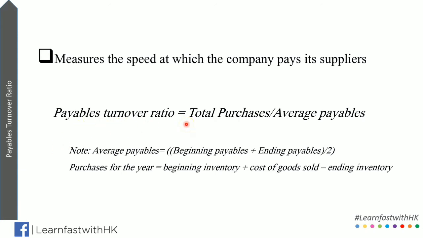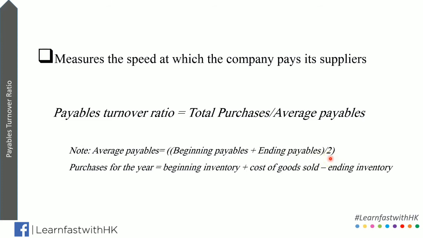To put it simply, it measures the speed at which a company pays its suppliers, and the formula to calculate it is total purchases divided by average payables. The average payables is the beginning payables plus ending payables divided by 2.